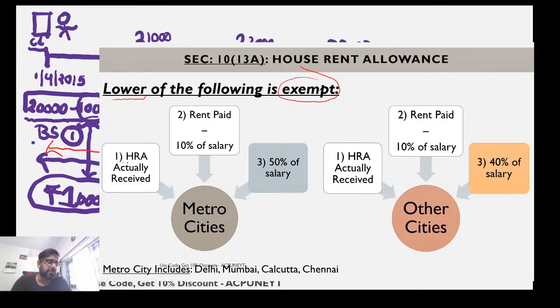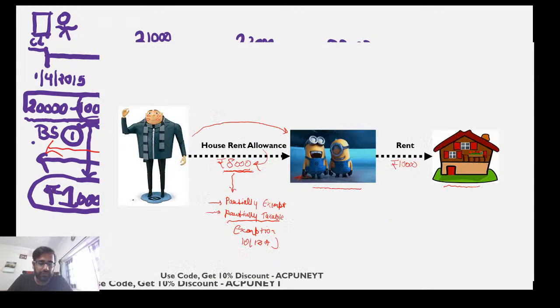See, whatever actual HRA you have received, the second point given is rent: whatever rent you are paying, minus 10% of salary. Is it clear? So let's suppose here HRA received is 8,000 rupees. I have already shown you HRA received is 8,000 rupees.